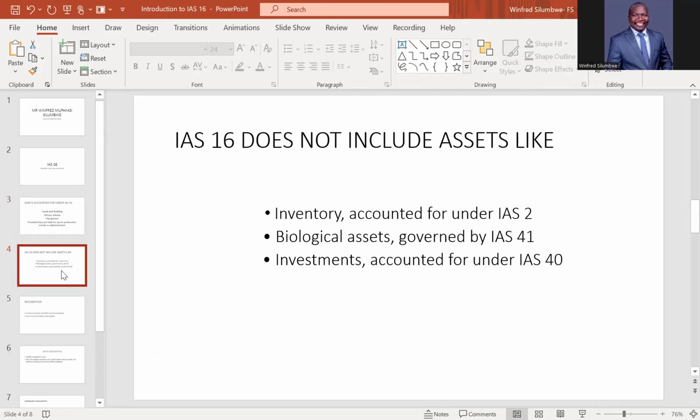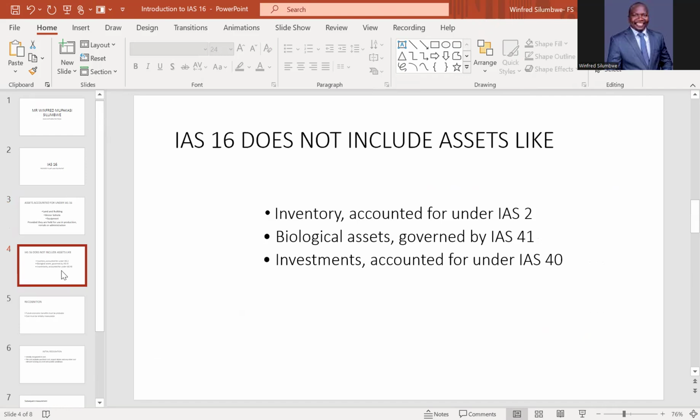We are saying when you find anything, even if they are motor vehicles or houses, as long as they are for sale, like in real estate, where they can have 10 houses, the question is: are they being held for sale? If the answer is yes, they are accounted for under inventory, IAS 2.